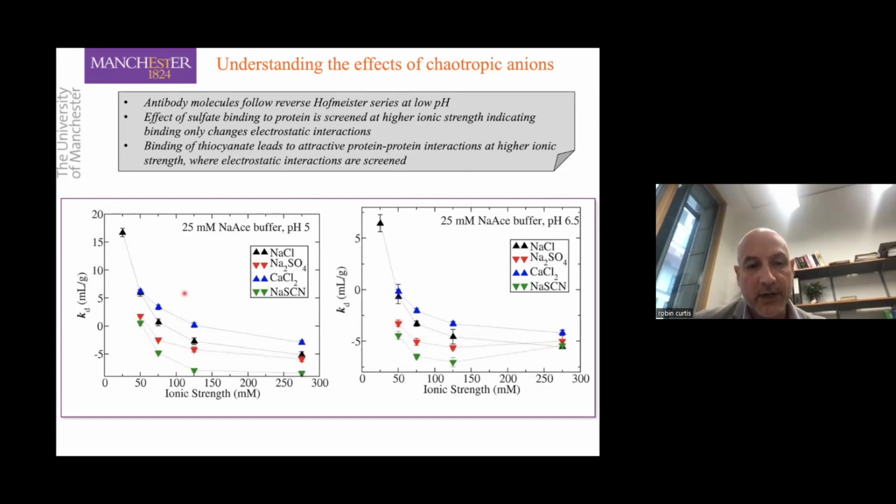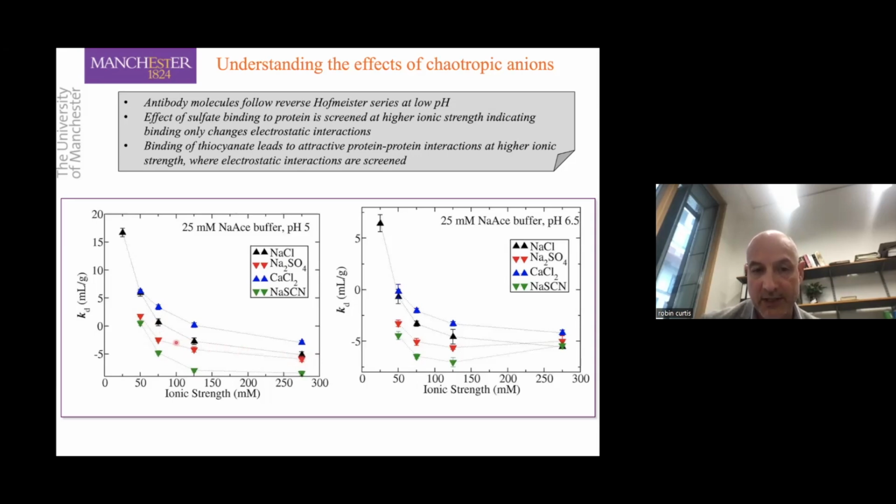And so here, what we compared is sodium chloride to sodium sulfate. We know that sulfate will bind to the protein surface because it has a divalent charge. When you compare sodium chloride to sodium sulfate, you see at low salt concentration at the same ionic strength, the interactions are less repulsive in sodium sulfate. And that's because the sulfate is lowering the effective charge by binding to the positively charged groups. And then when you increase the ionic strength, you get rid of this effect.